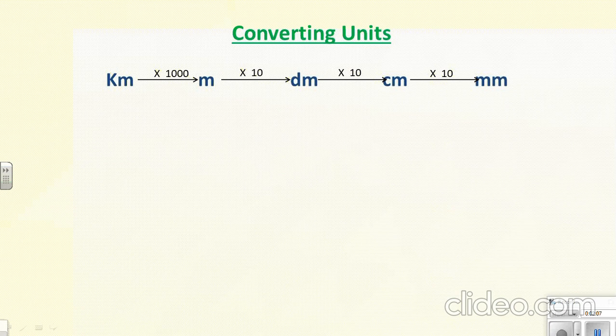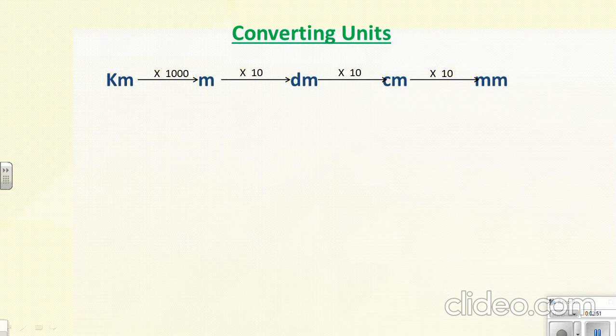If we need to convert from meters to centimeters, we have decimeters between them. From meters to centimeters, we have two tens, which means when we multiply them, it's going to be 100. So from meter to centimeter, we multiply by 100. And from decimeter to millimeters is the same: we have two tens, so we multiply also by 100. We use this rule all over the units.